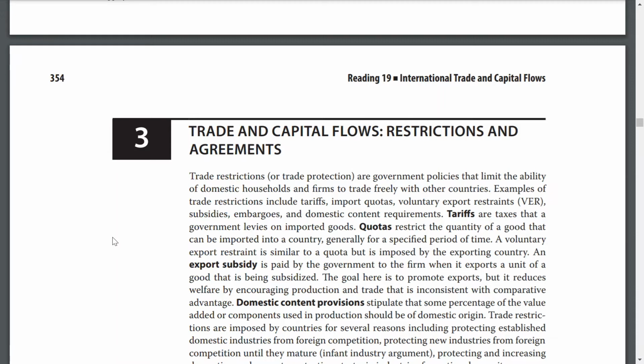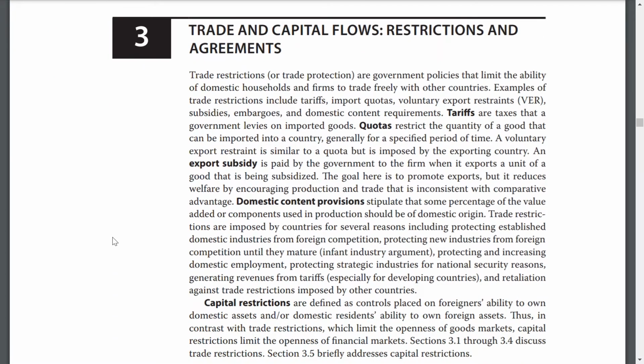Tariffs are taxes that a government levies on imported goods. Quotas restrict the quantity of goods that can be imported into a country, generally for a specified period of time. A voluntary export restraint is similar to a quota, but is imposed by the exporting country. An export subsidy is paid by the government to firms when they export a unit of a good. The goal here is to promote exports, but it reduces welfare by encouraging production for trade, and that is inconsistent with comparative advantage.